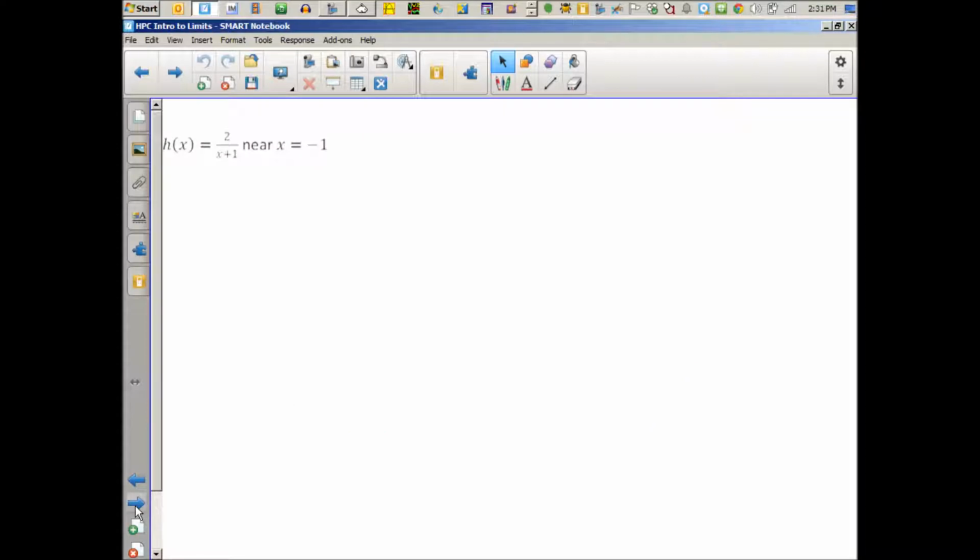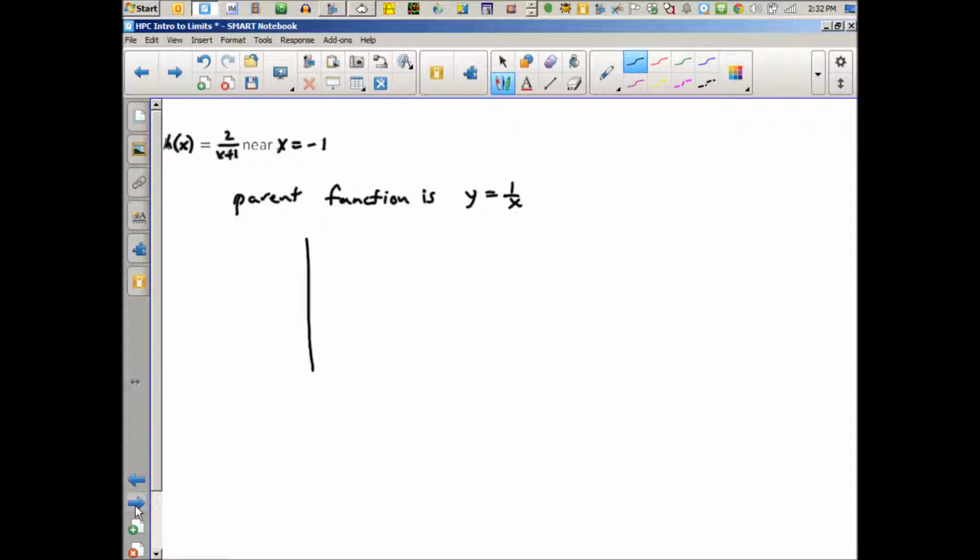h of x is equal to 2 over x plus 1 near x equals negative 1. Sorry, this is a little hard to read. Let me recopy this. Okay. The name of the function is h of x, and you might think you need a graphing calculator for this, but actually your parent function is just 1 over x, which you should have memorized, right? So here's your parent function. Remember the 1 over x graph has two asymptotes, a vertical and a horizontal.